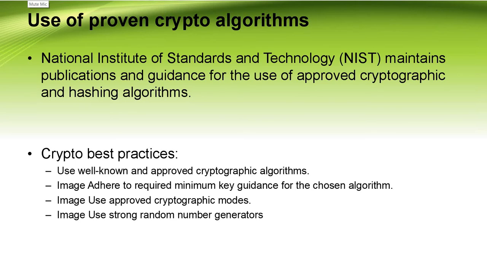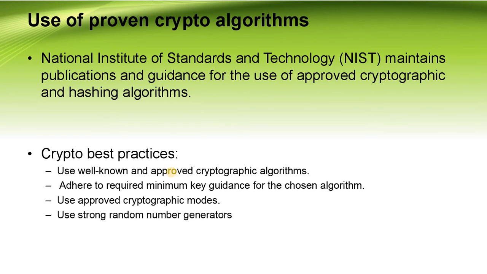Use of proven crypto algorithms. NIST maintains publications and guidance for use of approved cryptographic and hash algorithms. For crypto best practice, use well-known and approved cryptographic algorithms. Adhere to the recommended minimum key guidance for the chosen algorithm. Use approved cryptographic codes. Use a strong random number generator.